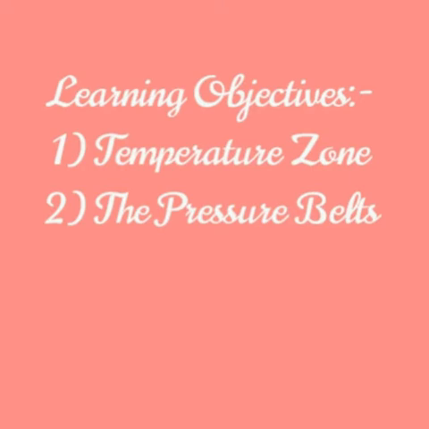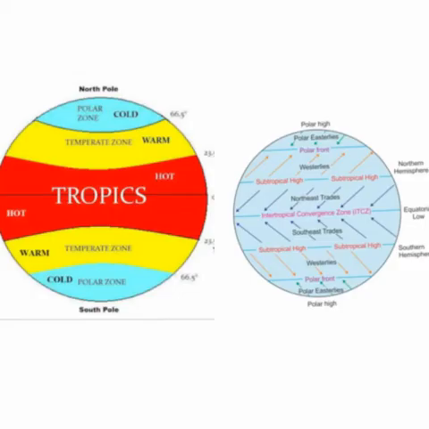Children, please keep your textbooks open. Temperature zone and pressure belts are interrelated to each other. Now children, please observe these diagrams. Figure 4.2a in your textbook shows us the temperature zone, and figure 4.2b shows us the pressure belt and the planetary winds. First, let us have a look at the diagram showing the temperature zone.